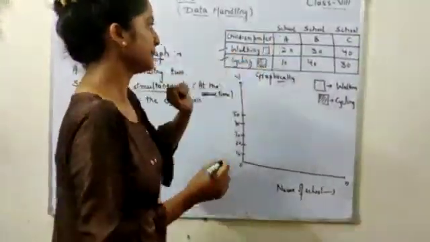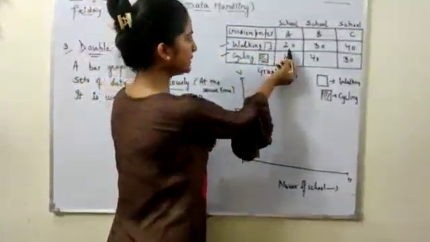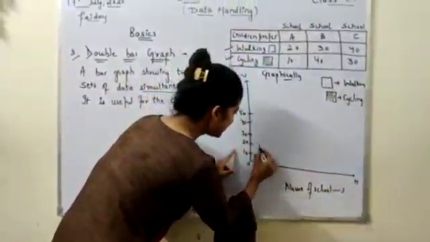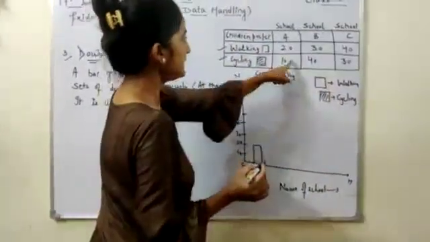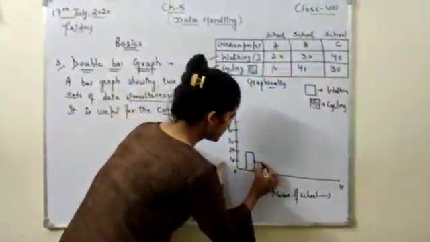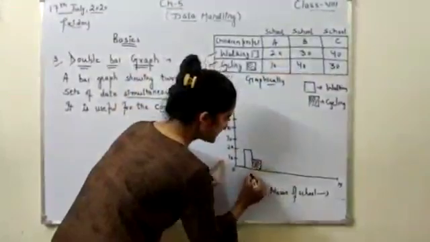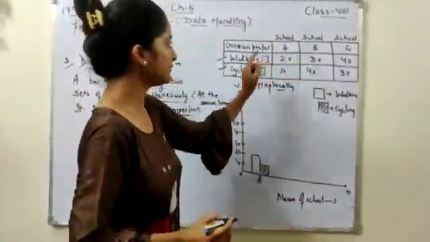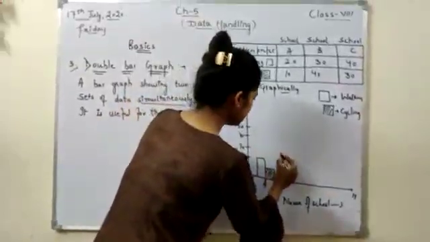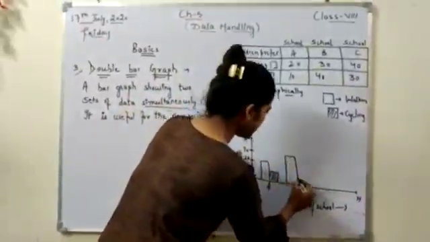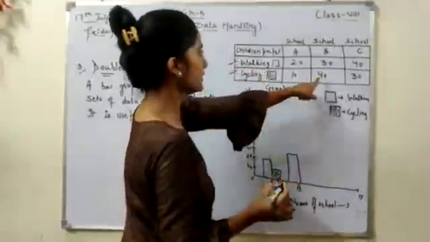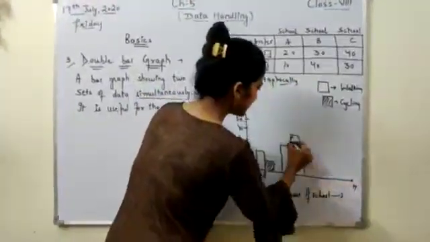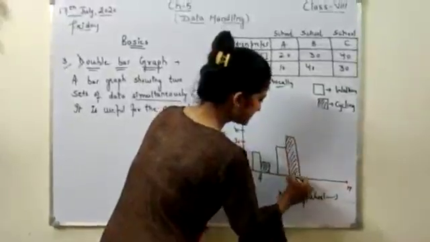Starting with school A. In school A, 20 prefer walking, so walking is with the blank one. 20 prefer walking and 10 prefer cycling. So we'll make it like this. This is school A. School B, 30 prefer walking. This one is our 30. 30 prefer walking and 40 prefer cycling. Here is the 40. They prefer cycling. So just make it like this.